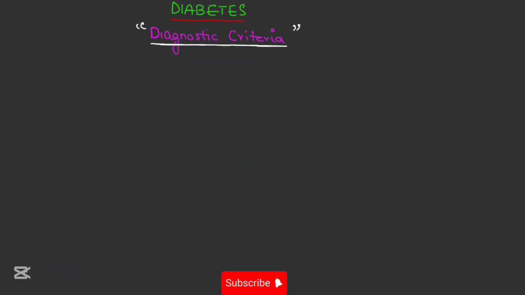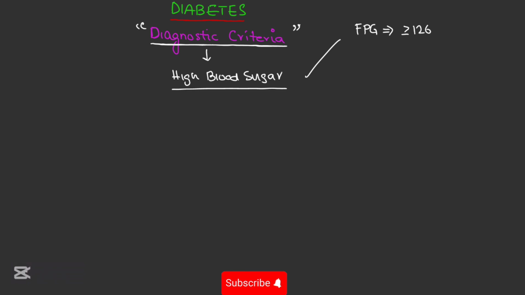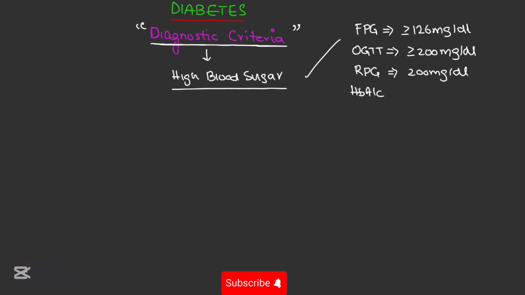Now we have discussed the cutoff values of hyperglycemia for diagnosing diabetes mellitus, and for repetition and summarization, these are: fasting plasma glucose of 126 mg per dl or more, oral glucose tolerance test of 200 mg per dl or more, the HbA1c level of 6.5% or more, and a random plasma glucose of 200 mg per dl or more.